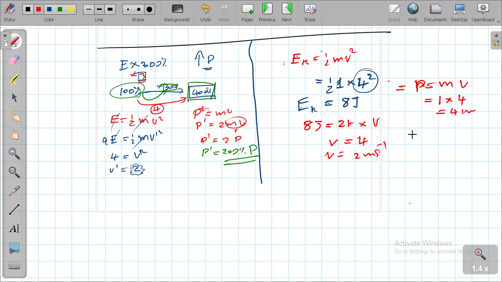Here, what is mass? 2 kg, isn't that? What is momentum? 2 times 2, 4. Isn't that? Right. Let's get another example.